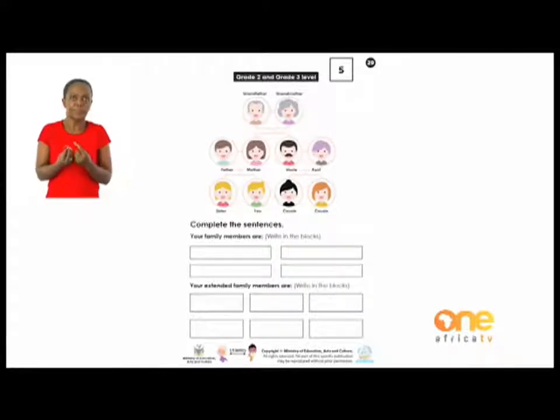In the blocks below, we are going to fill in our immediate family first, and then we're going to fill in our extended family. Our immediate family is mother, father, brother, and sister. Our extended family has grandmother, grandfather, uncle, aunt, and cousins. The family tree will help you to fill in the blocks.